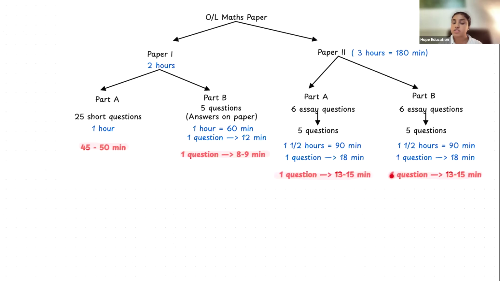So there are 5 questions now. Divided, that gives 18 minutes per question, in both part A and part B. Okay, so that is the time allocation for the paper. But this is something that I have repeated so many times in classes.